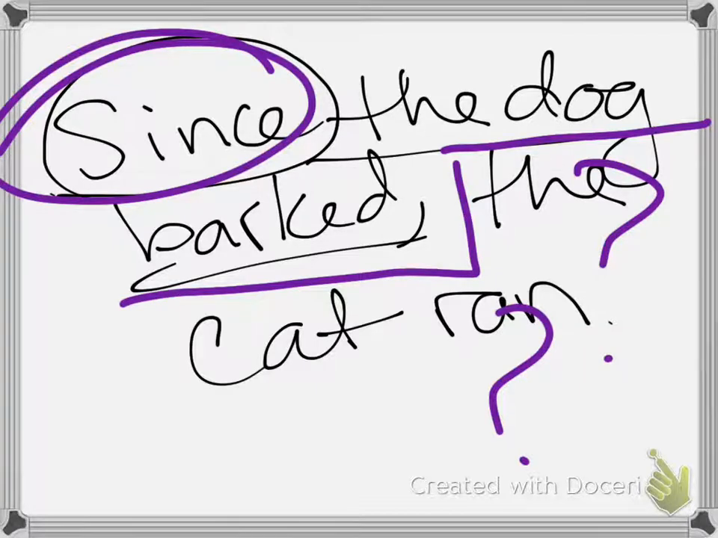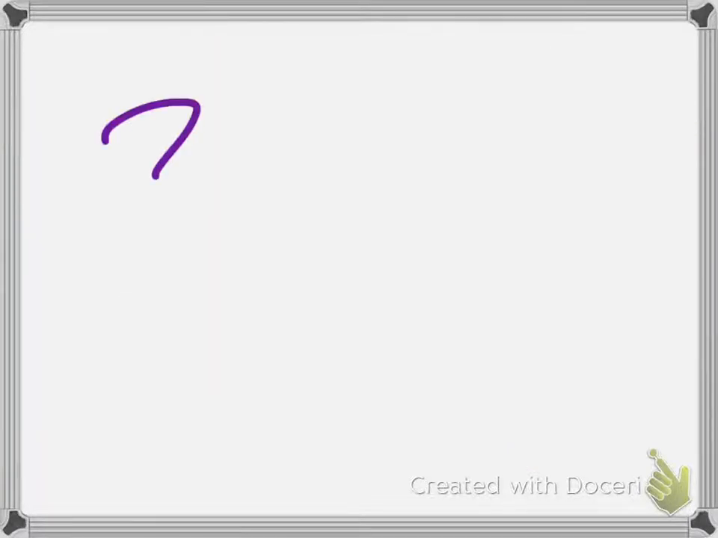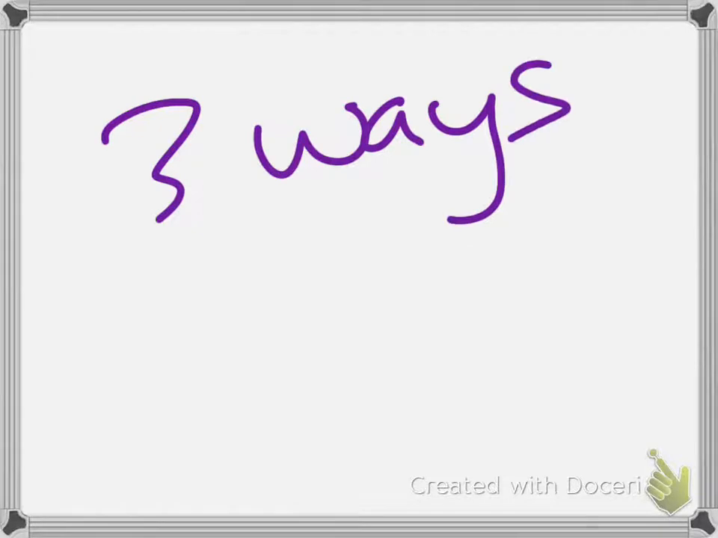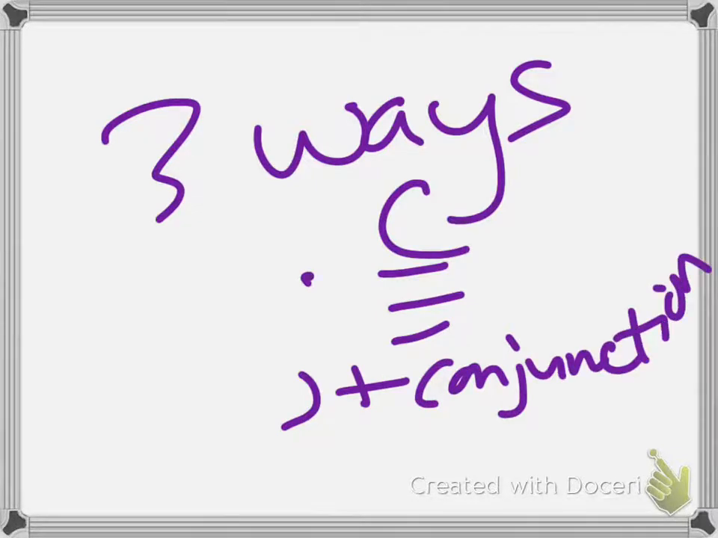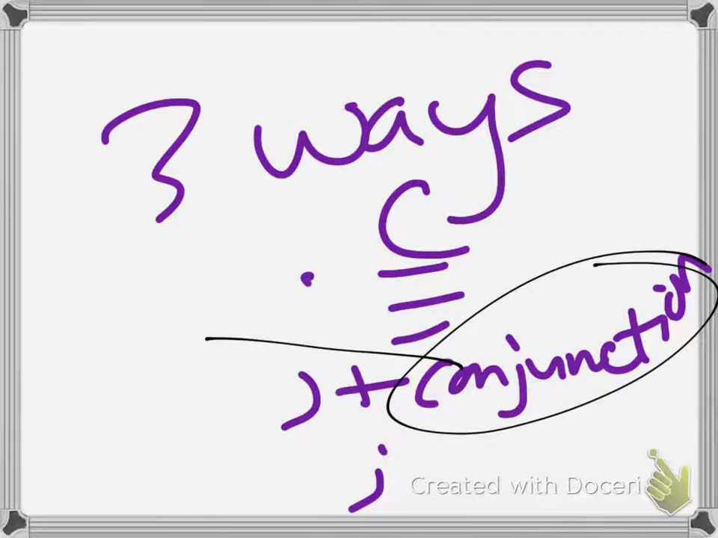Okay, so just to review before we start with the worksheet, three ways. The main ways are a period and a capital letter, a comma and a conjunction, and a semicolon. And remember that when you're using these conjunctions, you should think fanboys.